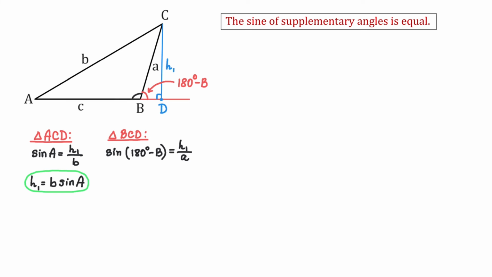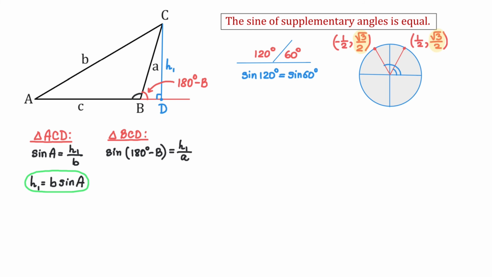Now, what we need to know here is that the sine of supplementary angles is equal. For example, the angles of 120 degrees and 60 degrees are supplementary. Then we can write that sine of 120 degrees equals sine of 60 degrees. And we can also see from the unit circle that sine of 60 degrees is square root of 3 over 2, and sine of 120 degrees is also square root of 3 over 2. So then, in this equation, we can replace 180 degrees minus B with B.